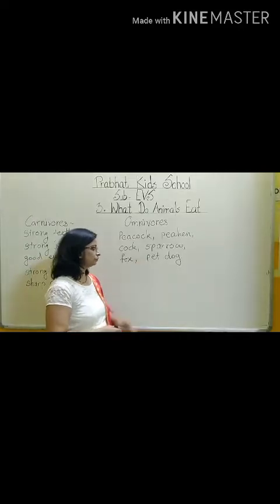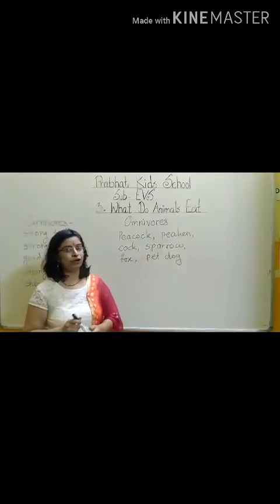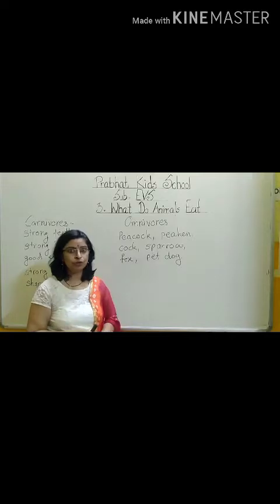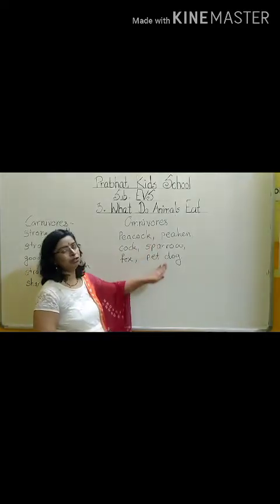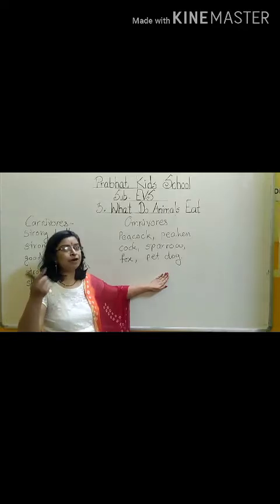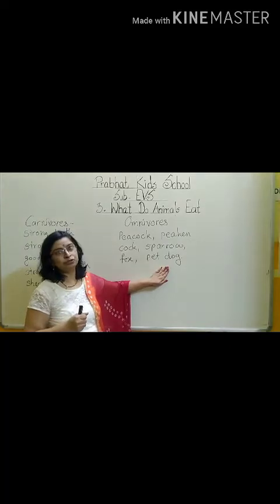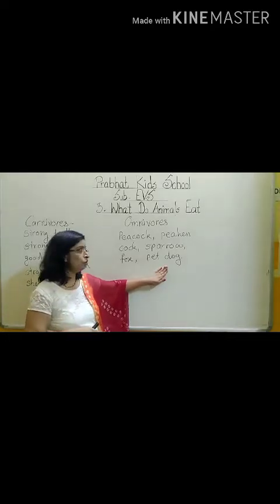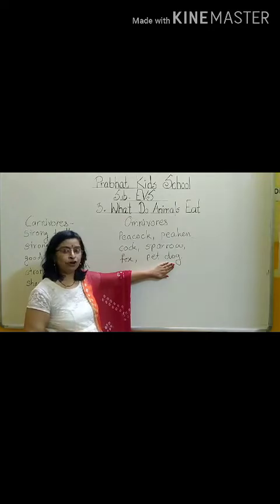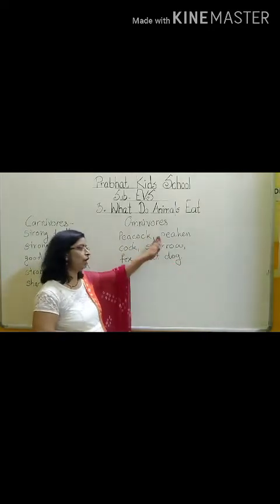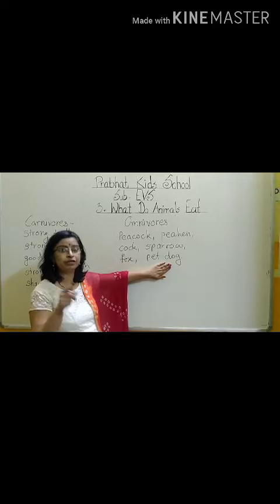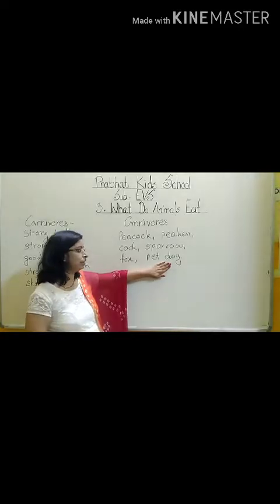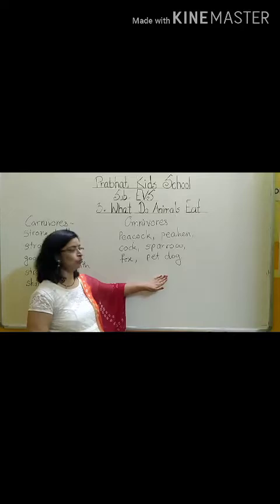Now see students, the pet dog you find at your home is omnivorous. But if you find dogs in the jungle, they are not omnivorous. Why? Because they only kill other small animals and eat their flesh. So if you write only dog, it is not omnivorous. You have to write pet dog, meaning whatever dogs are found at your home, and these are omnivorous.